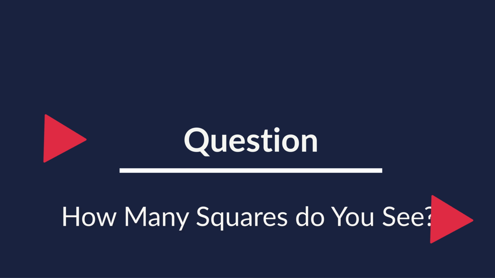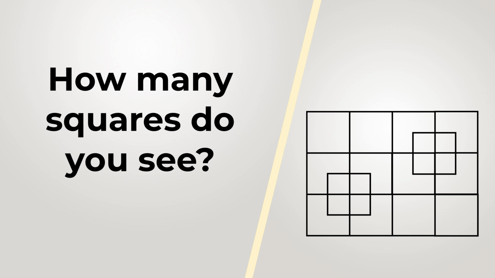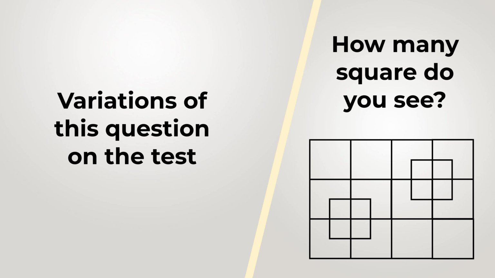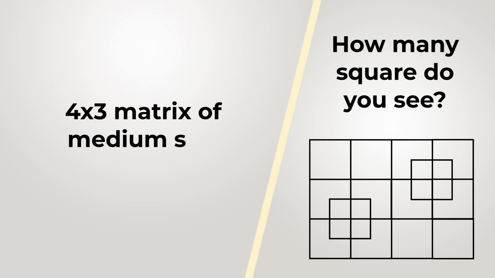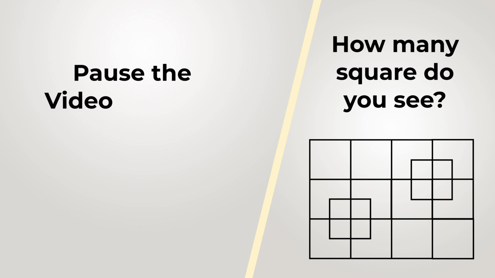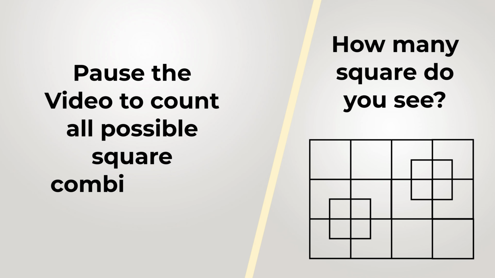I gotta tell you, I love this question. This is such a unique question, and we see a lot of variations of this question on the test. In this particular version, you are presented with the 4x3 matrix of squares, and then you see 2 additional squares on top of the medium-sized squares. And the question is, how many squares do you see on the picture?